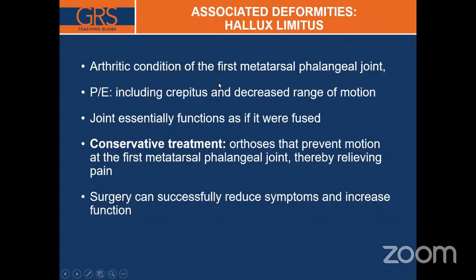We have two types of Hallux deformities, Limitus and Rigidus. The first one is Hallux Limitus, which is an arthritic condition of the first metatarsophalangeal joint. The physical examination includes crepitus and decreased range of motion. The joint essentially functions as if it were fused. Conservative management consists of orthosis, which prevents motion at the first metatarsophalangeal joint, thereby relieving pain. Surgery can successfully reduce symptoms and increase functionality.